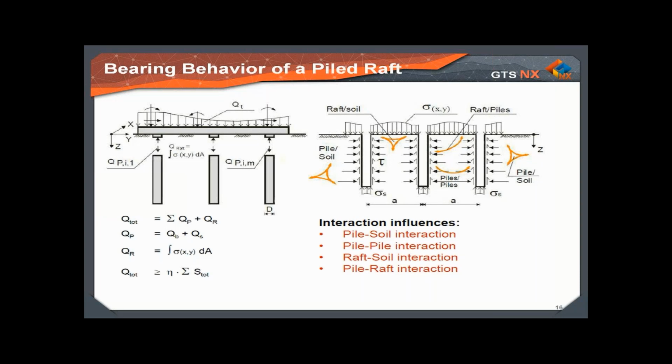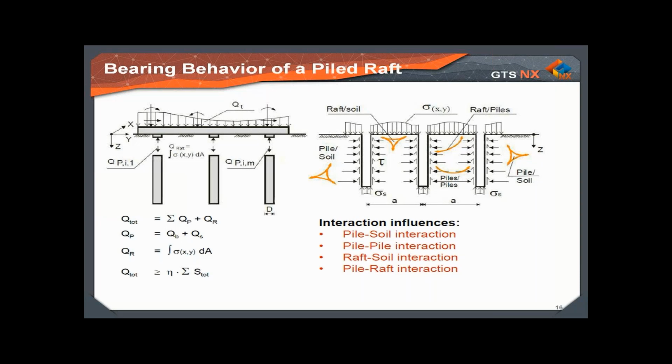These four arrows show the interaction: we have pile-soil interaction, raft-soil interaction, raft-pile interaction, and pile-pile interaction. These interactions are very critical, governing how the pile raft will behave or perform and its bearing capacity at the end. The total bearing capacity of the pile raft will be the summation of the bearing capacity of the piles plus the bearing capacity of the raft.